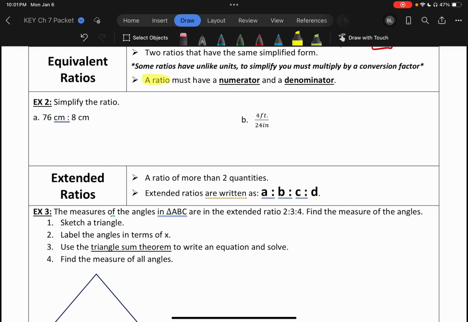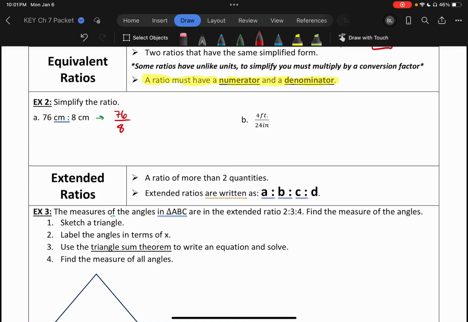So a ratio must have a numerator and a denominator. Whenever you're simplifying a ratio, please make sure that you have it listed as a fraction at the very end. If we look at example 2, it says simplify the ratios. Looking at part A, we have 76 centimeters to 8 centimeters. Remember that we can write this as a fraction by just writing it as 76 over 8.